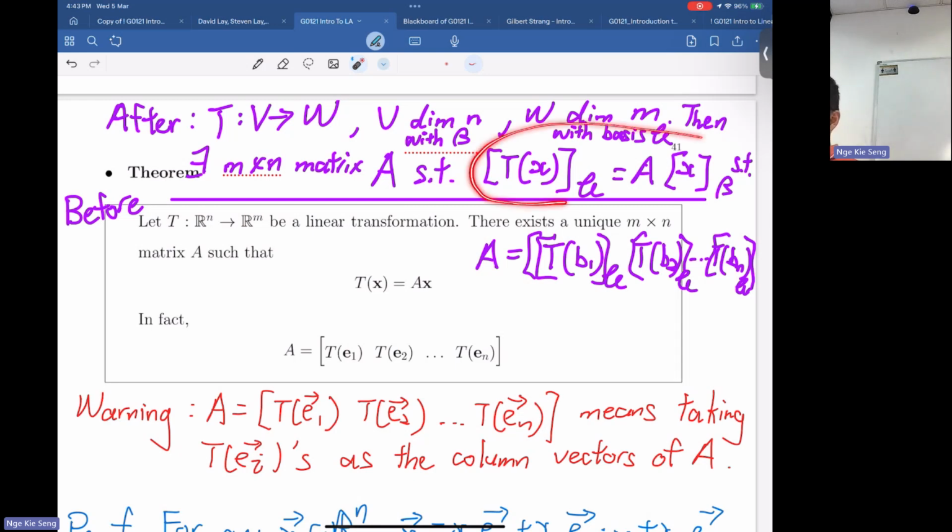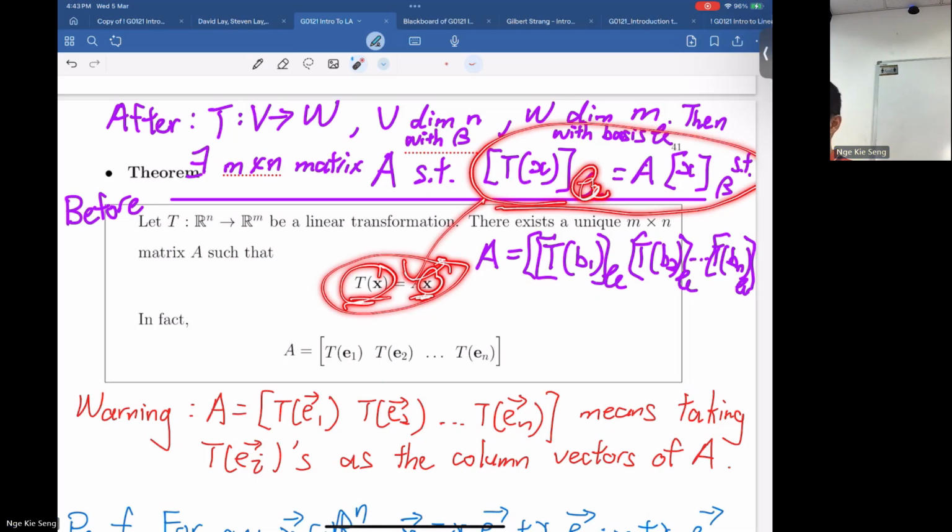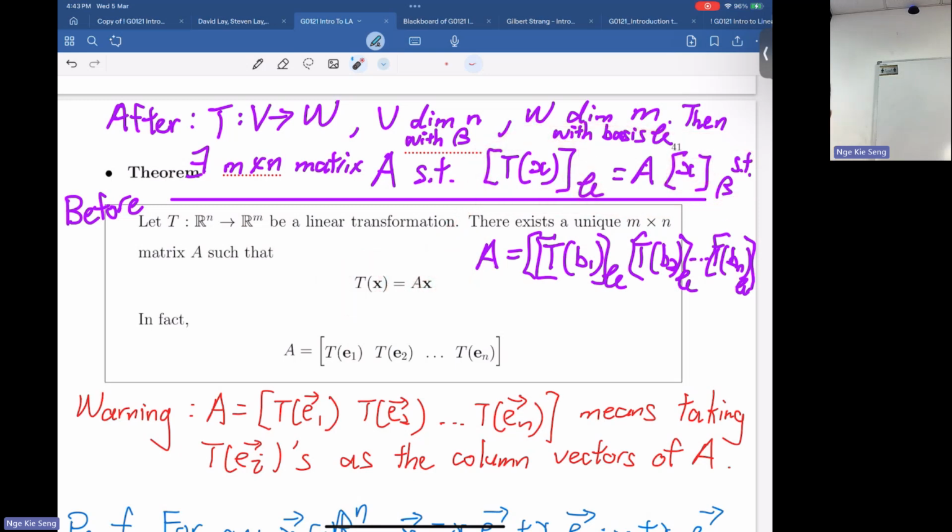Another thing is about these two things here. Previously you just had Tx equals Ax. But now in this case, your Tx and x need to be read using the coordinate vector first. Why? So that you live in the right vector space. So Tx in C is living in Rm, and x in B is living in Rn, and then the matrix here is m times n. Does it make sense?